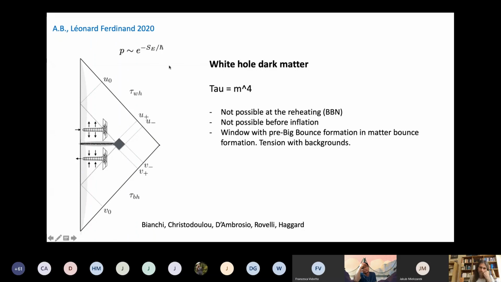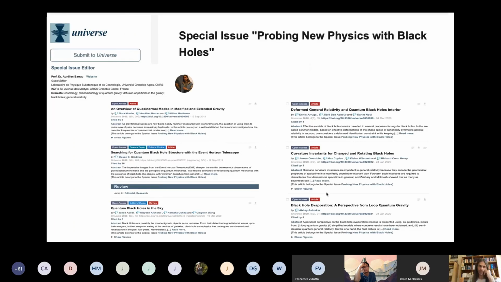Unfortunately, we are just now, with my student, showing that it's very hard. It's very hard because it's not possible to explain dark matter like that with the formation at the reheating after inflation, because we will not be able to escape the strong constraints from nucleosynthesis. It is not possible to form those objects before inflation because their density would be unrealistic. And the only possible window is to focus on the matter bounce scenario without inflation. But even in that case, we found some tensions with the background. So my own conclusion is that that's not a good candidate for dark matter.